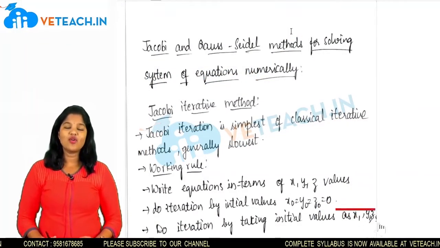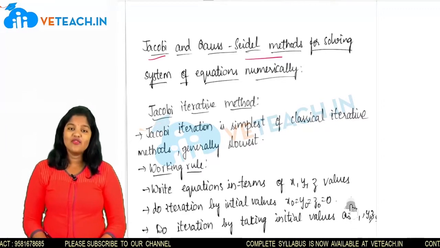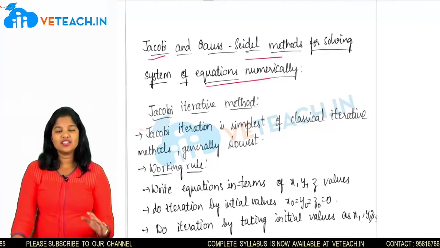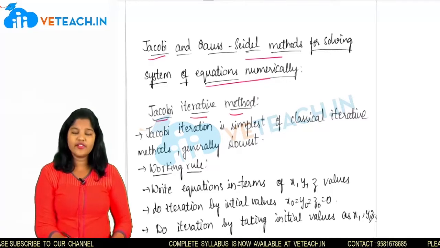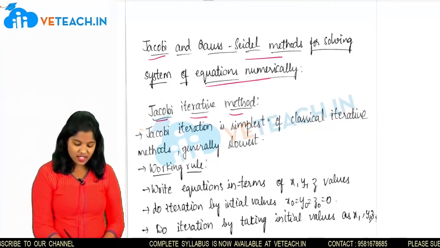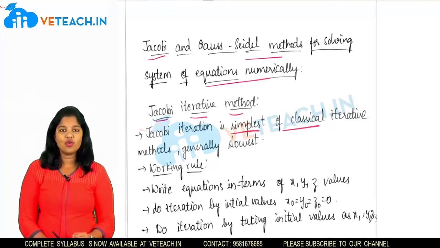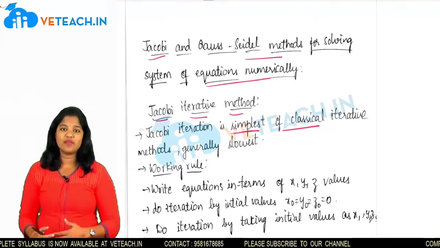In this video, we are going to discuss Jacobi and Gauss-Seidel methods for solving systems of equations numerically. First, let us see each iteration model individually. First, let us see the Jacobi iterative method. It is the classic and simplest form of method, but it is somewhat slow. The answer obtained will take some time. It is somewhat the slowest method.